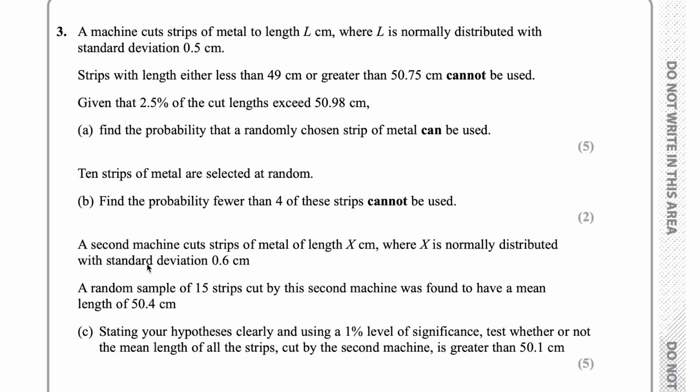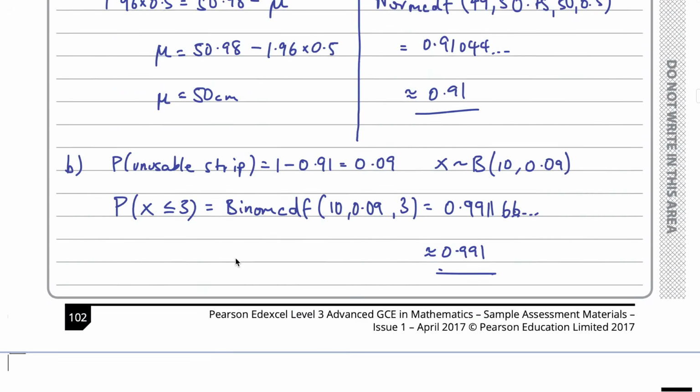Question 3, part C says a second machine cuts strips of metal of length x centimeters where x is normally distributed with standard deviation 0.6 centimeters. A random sample of 15 strips cut by the second machine was found to have a mean length of 50.4 centimeters. And part C asks, stating your hypothesis clearly and using a 1% level of significance, test whether or not the mean length of all the strips cut by the second machine is greater than 50.1 centimeters. And this is for 5 marks. Let's go ahead and get started on part C down here.